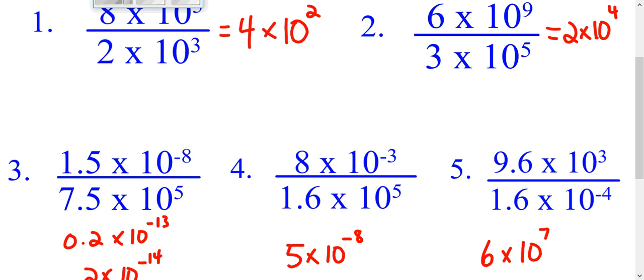All right, check your answers. Number 2, 6 divided by 3 is 2. 9 minus 5 is 4. That's where this answer comes from. I'm going to scroll down now.